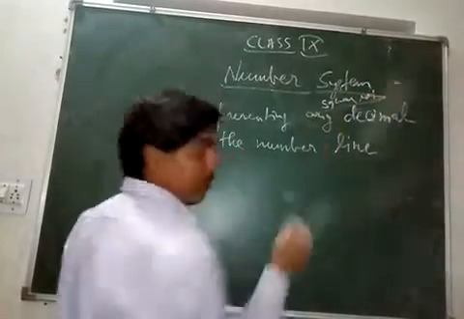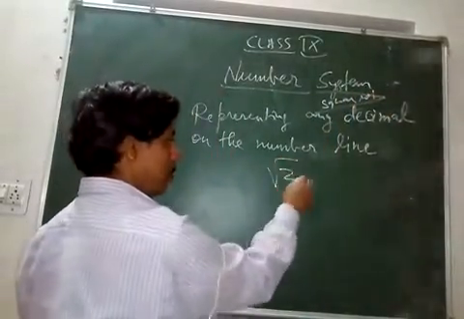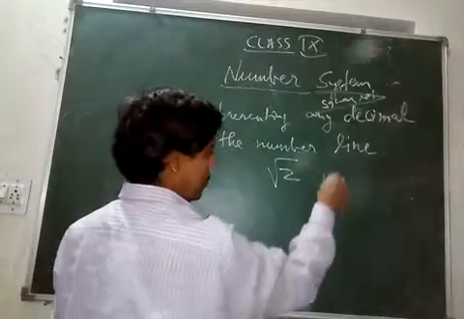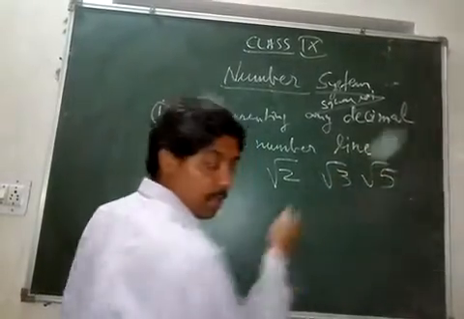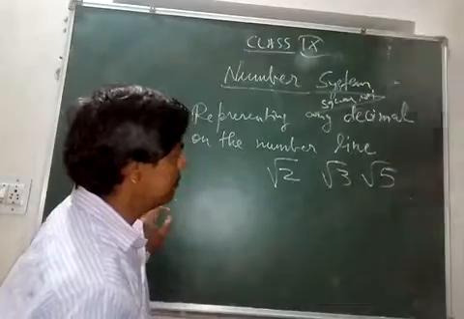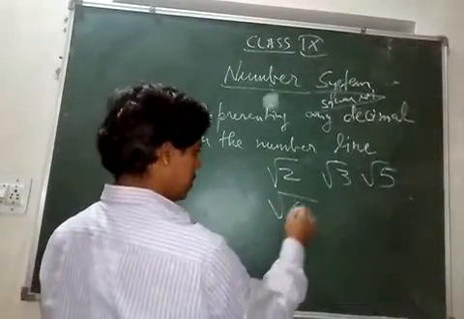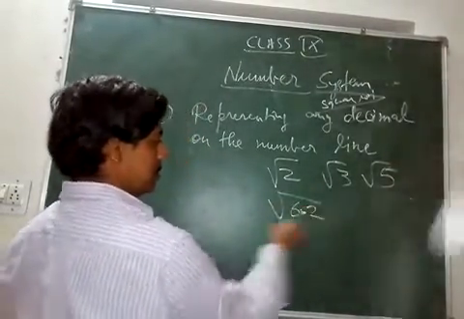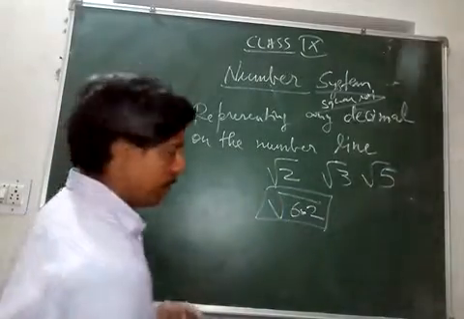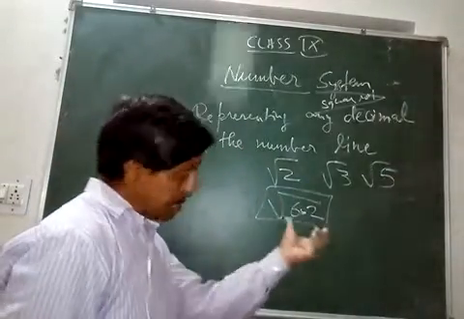Till now we have represented root 2 on the number line. We can similarly represent root 3 and root 5 on the number line. In this class, you will see how to represent root 6.2 on the number line. There cannot be a direct method, so there has to be some other way. Root 6.2 is irrational.